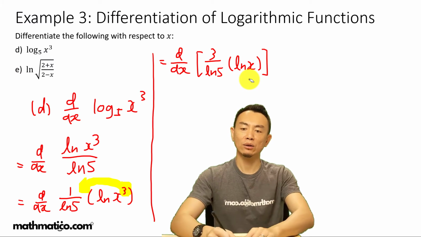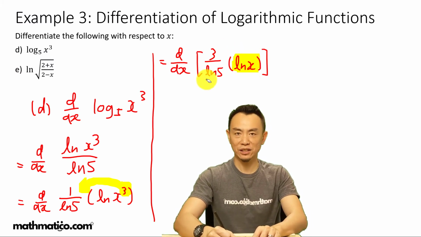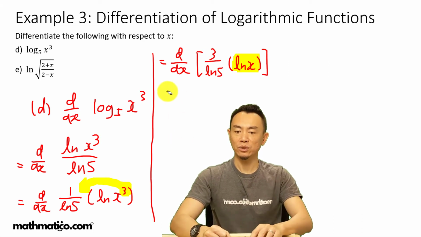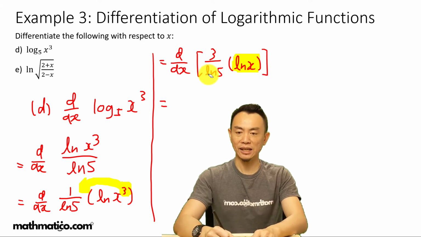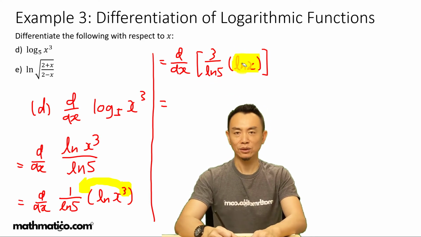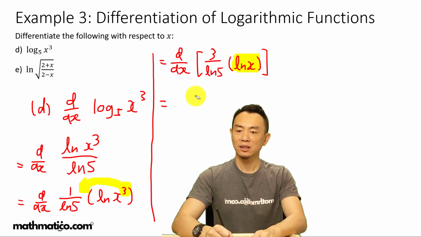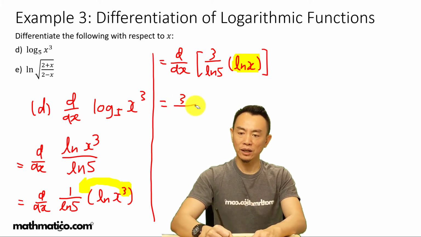So now, this is the only part that requires differentiation. Okay, the 3 over ln 5 is just the multiple in front, and we just leave it alone in the differentiation process. Differentiate ln x is 1 over x, or if you want to go step by step, differentiate x is 1 over the original, which is x. So we have 3 over ln 5 times x, right?